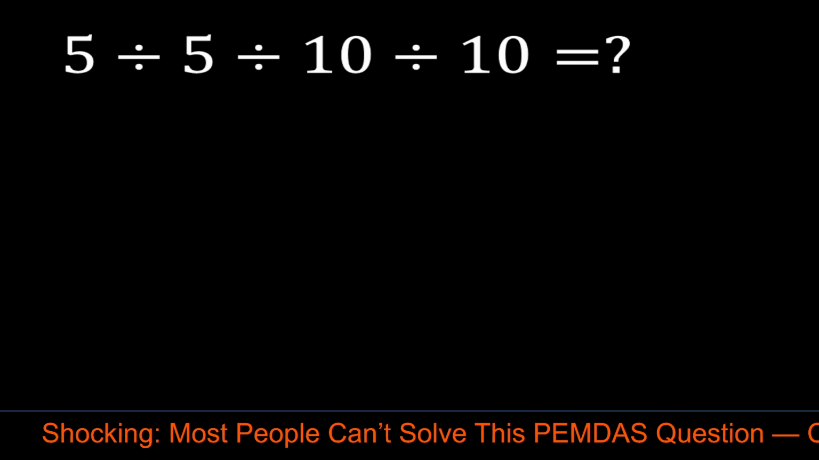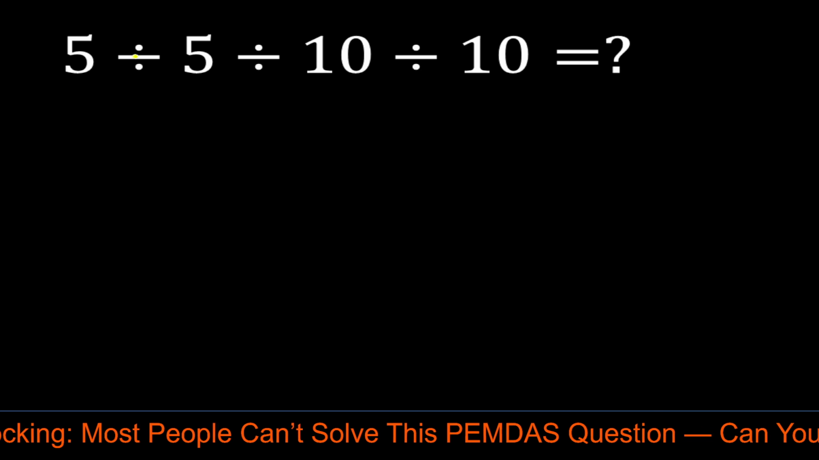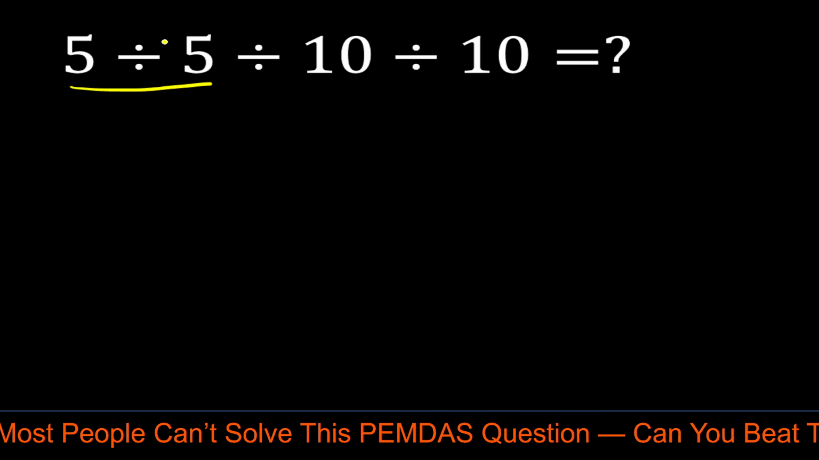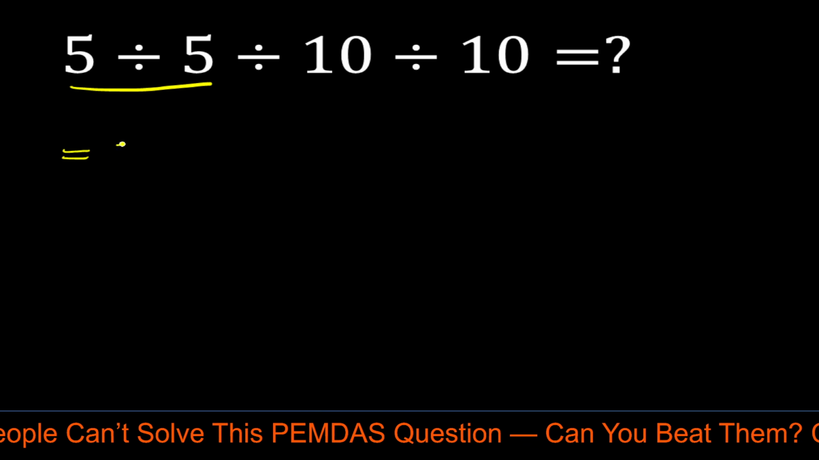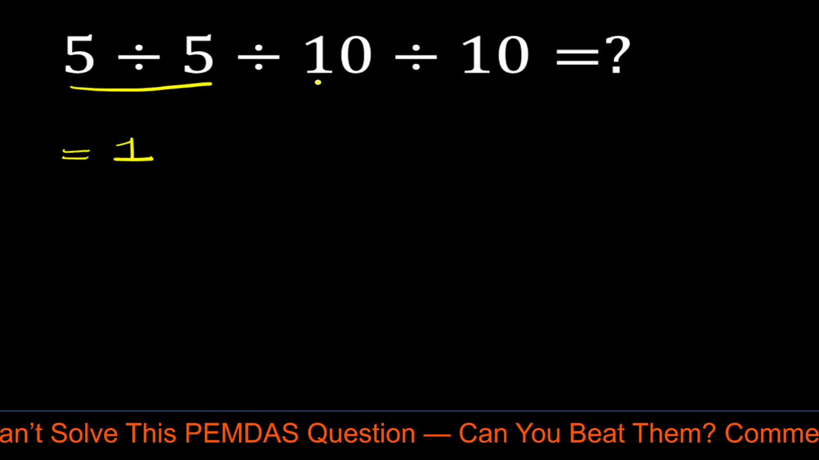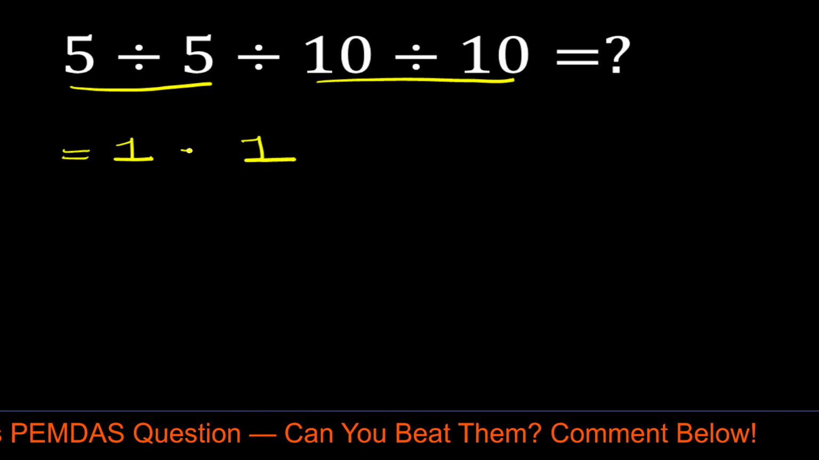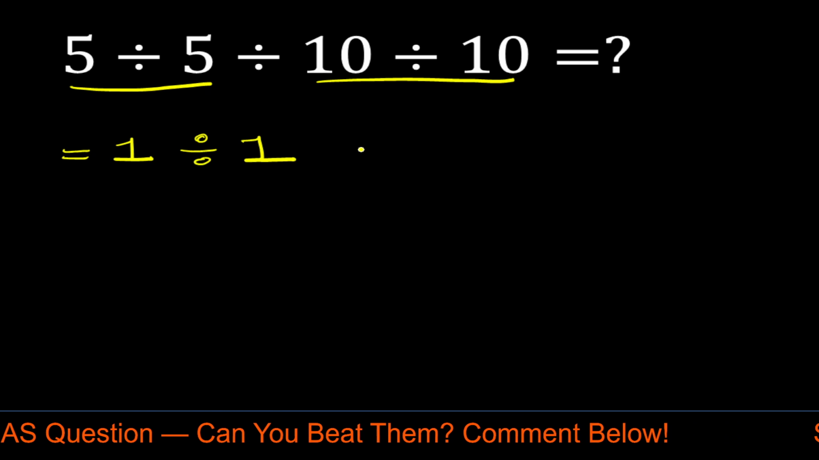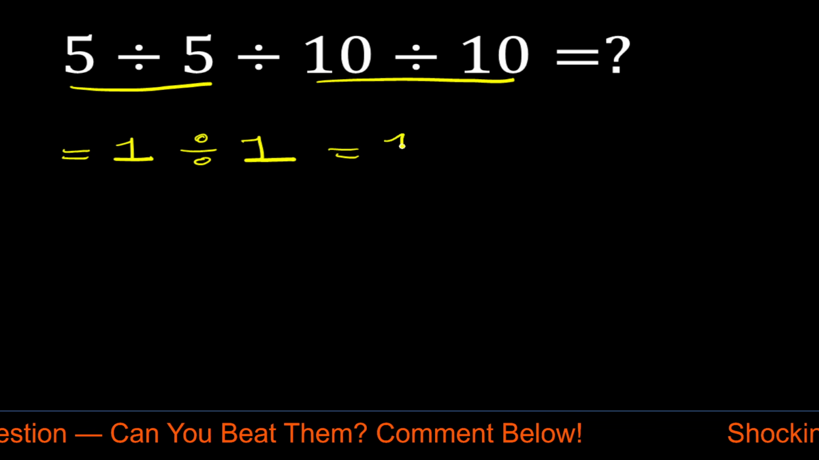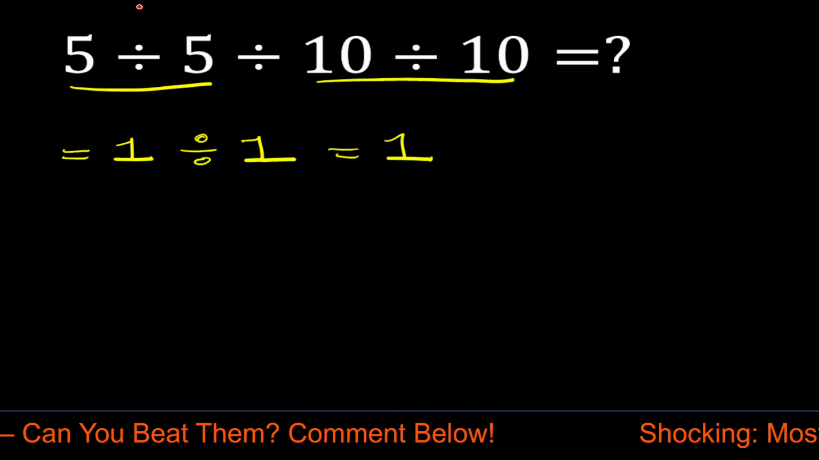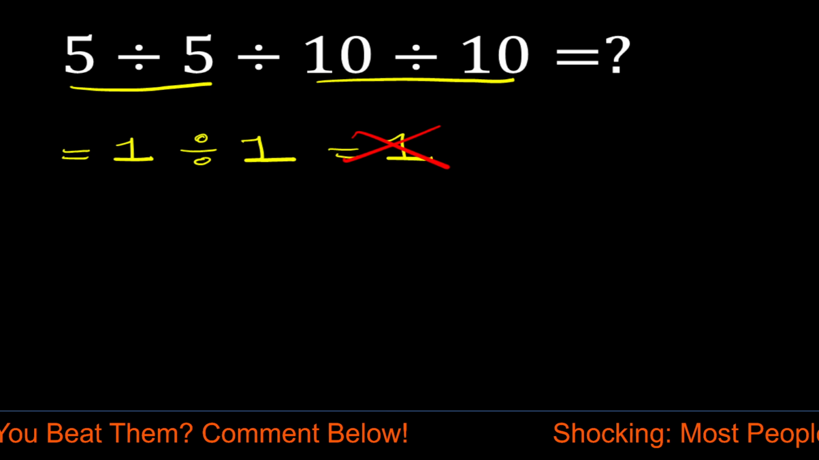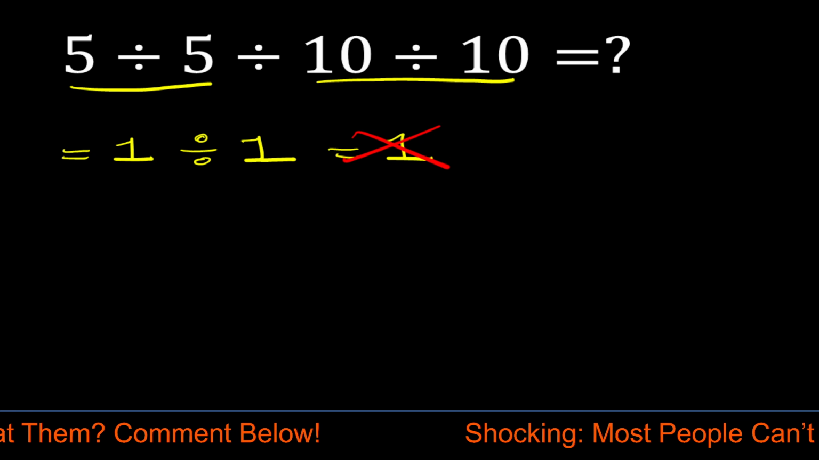So most people solve this question like 5 divided by 5. So 5 divided by 5 is equal to 1, right? Then 10 divided by 10. So 10 divided by 10 is equal to also 1. Now 1 divided by 1. So 1 divided by 1 is equal to 1, right? But this answer is not correct. This answer is completely wrong.